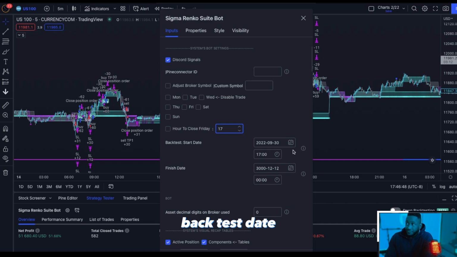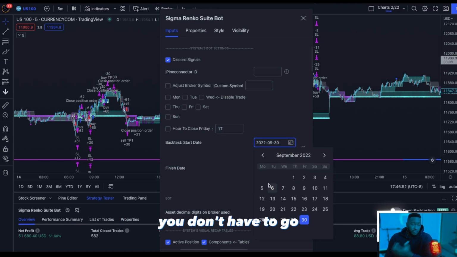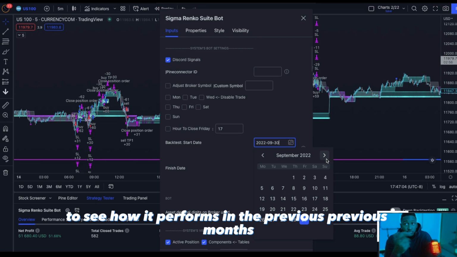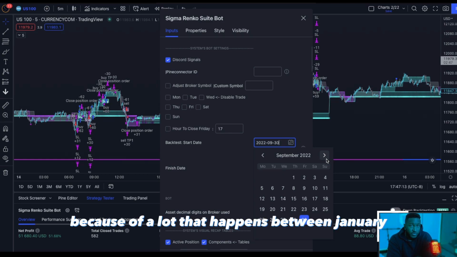Back test date. So if you're a scalper, for example, I don't believe you have to go more than like 2-3 months. It's December 1st. So, you know, September, October is kind of where I will start my back testing to see how it performs in the previous months. You don't have to start at January because there's a lot that happens between January and now in terms of a scalping situation.